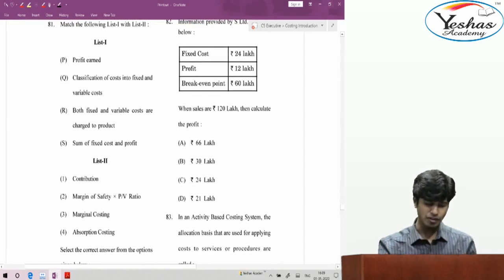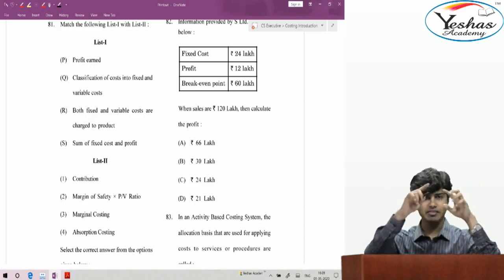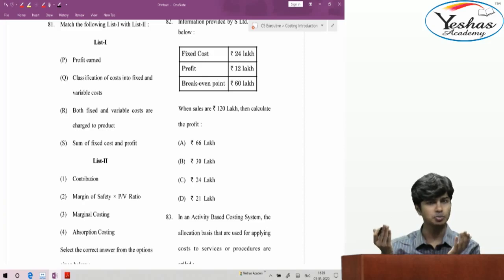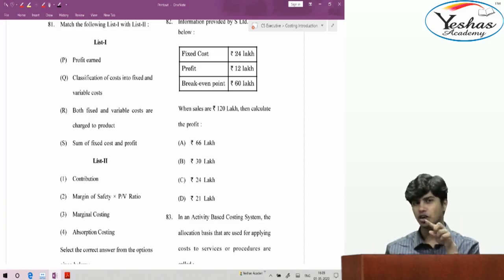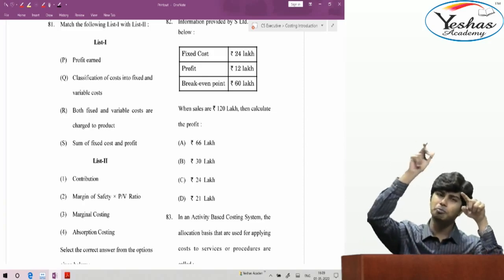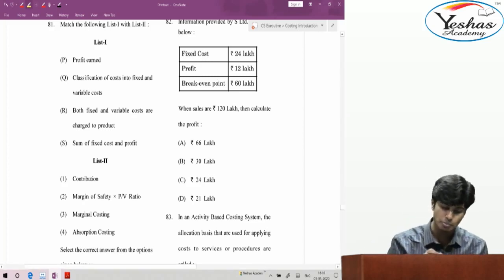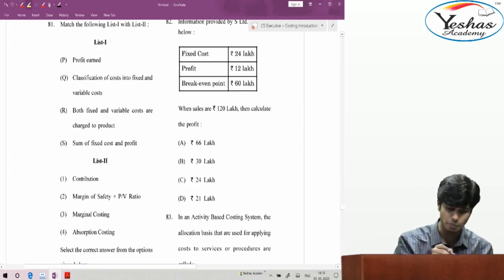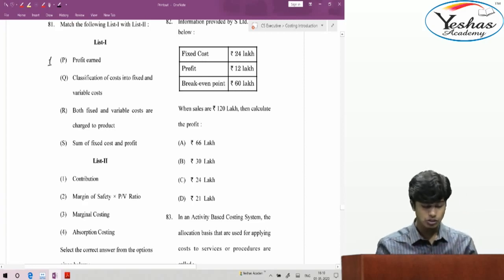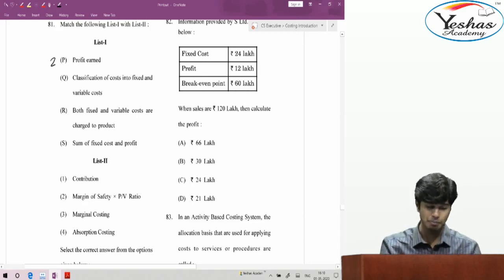Profit earned. When the profit is earned, it is margin of safety multiplied by PV ratio. Why? When we take the margin of safety, we'll have two parts, variable cost and contribution. Contribution will have two parts, fixed cost and profit. For margin of safety, fixed cost will become 0. So profit will become contribution. So contribution by sales is nothing but profit on sales. So profit earned is contribution. So for P it is 2. Profit earned is margin of safety multiplied by PV ratio.